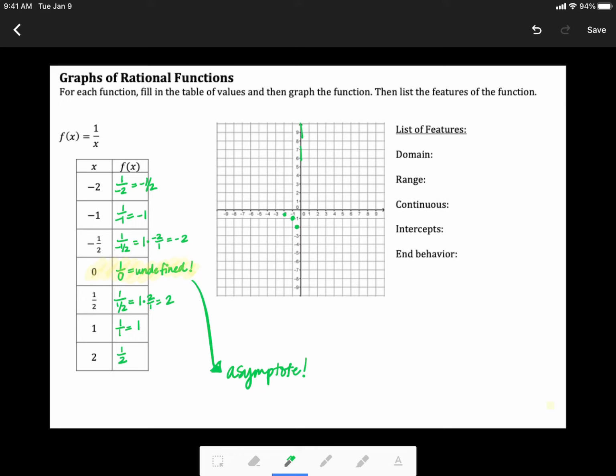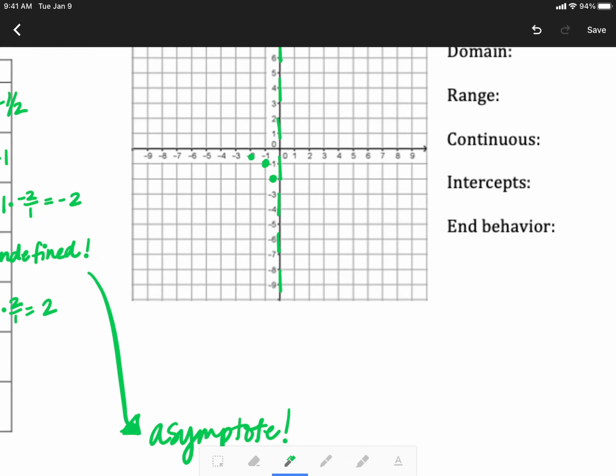So I'm going to draw a dashed line straight through 0, saying that this is undefined. It's never going to touch or cross it. It's just going to keep getting closer and closer to it, doing some funky, weird things. So I'm going to connect the dots that I have so far. I know that this is going to get closer and closer to my asymptote, so that is going to go straight down forever and ever, getting closer and closer to the line.